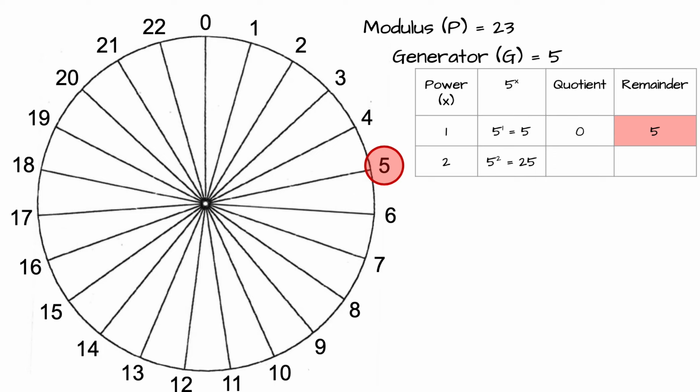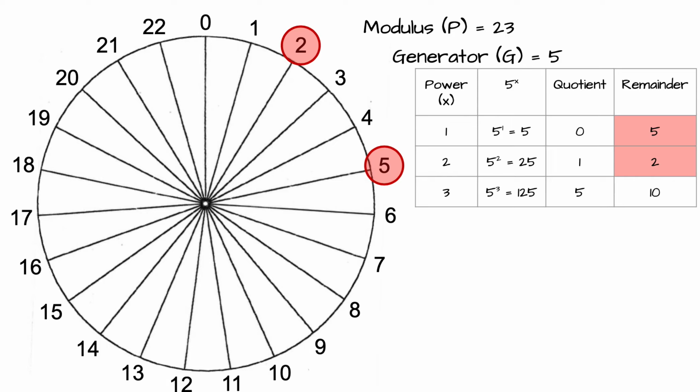5 to the second power is 25. 23 goes into 25 once with a remainder of 2. So let's mark that 2 on our diagram and go on to 5 to the third power. 5 to the third power is 125. Divide that by our modulus. 23 goes in 5 times with a remainder of 10. Now, I'm not going to mark that yet, because what I'd like to do now is pause here to show you a simpler way to get the same answer.